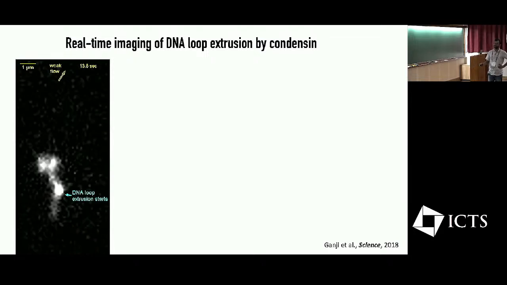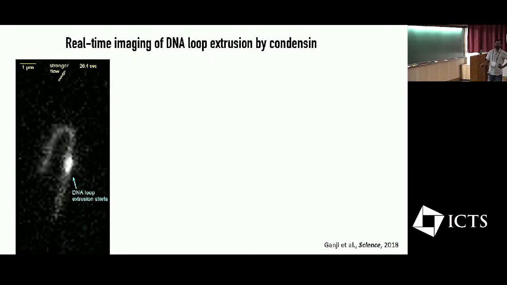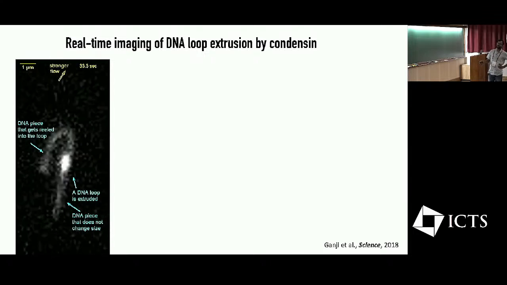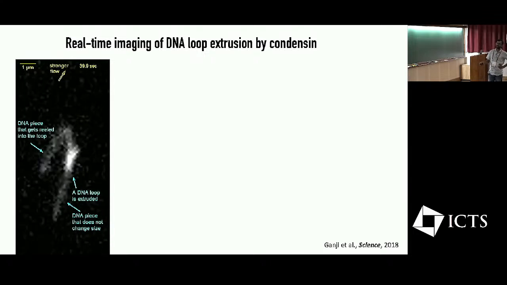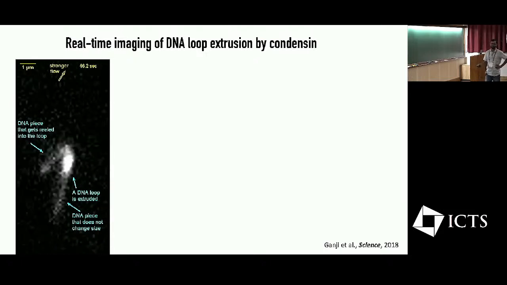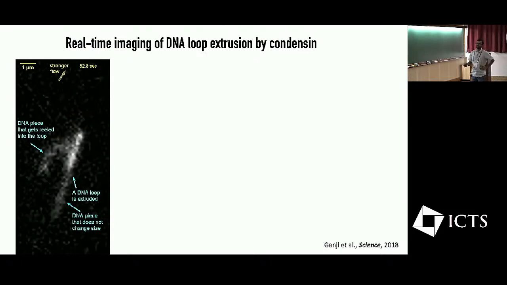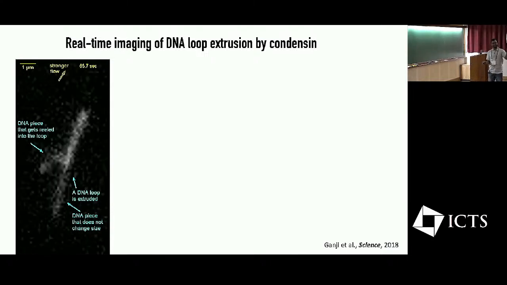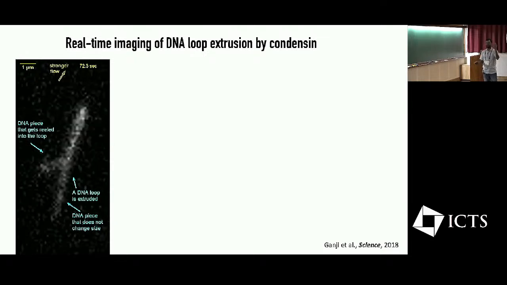You see that the DNA is immobilized here and here. There's a buffer flow there. So a bright spot appears here, and then the spot size keeps on increasing over time by pulling the entire DNA length into this loop. In this case, it's the condensin molecule from yeast. What it does is single-sided loop extrusion. It's pulling DNA only from one side.